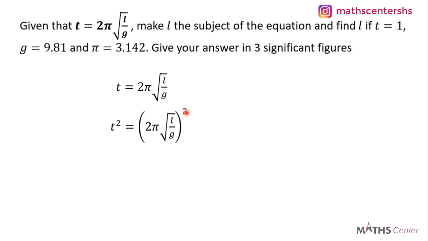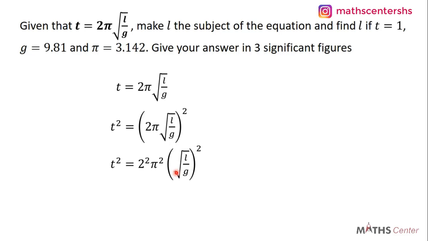So we go ahead with the squaring. Now when you do this, what do we do? We distribute the square to every number or variable here. So 2 will be squared, pi will be squared, then square root of L over G will also be squared. So we give the square to 2, so 2 squared. We will square pi, so pi squared. Then square root of L over G will also be squared.